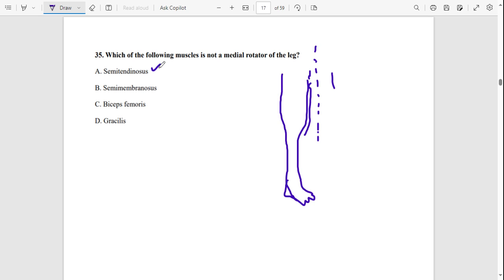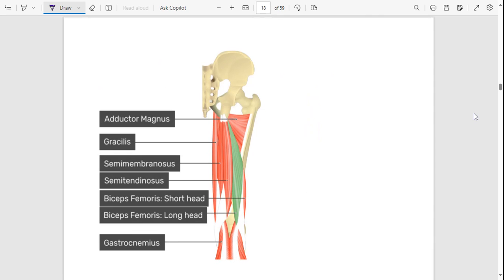Semitendinosus is going to be a medial rotator. It does rotate the leg medially because it's found more medially. Same with the semimembranosus. Now the biceps femoris is found laterally, so it's a lateral rotator. Gracilis is also a medial rotator. Okay, this is what we are talking about here.